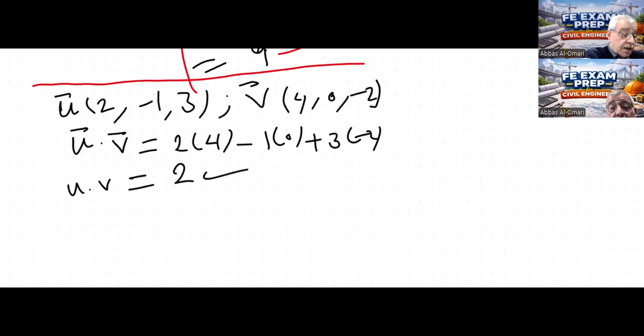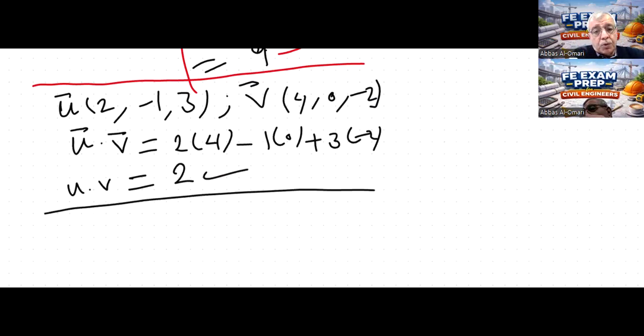Again, this was the dot product. Now, with vectors, there are two types of products we can perform: the dot product, which gives us a scalar, a value, and the cross product, which gives us a vector. So this question was about the dot product.